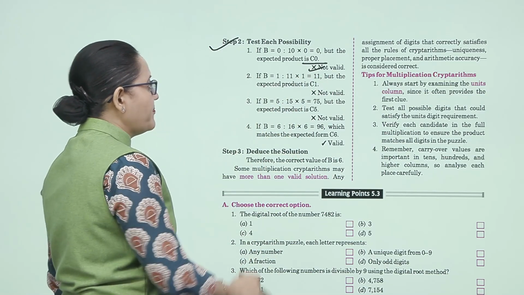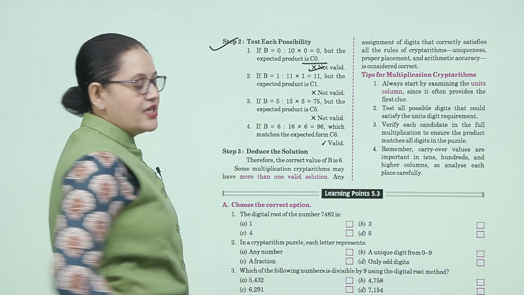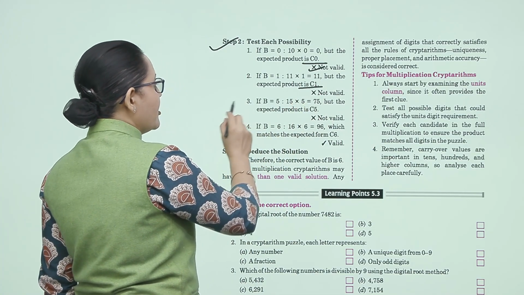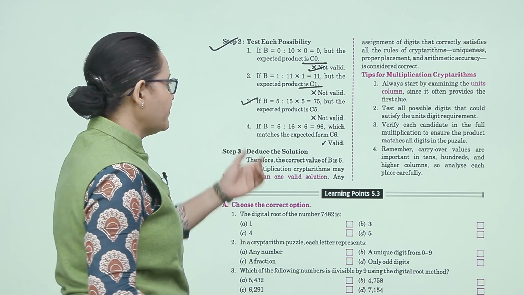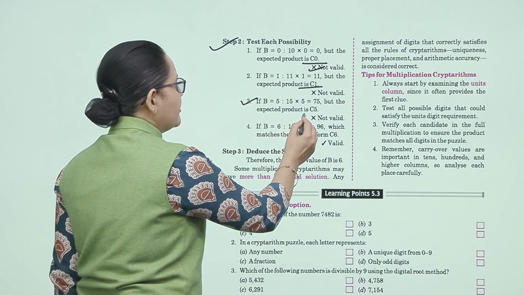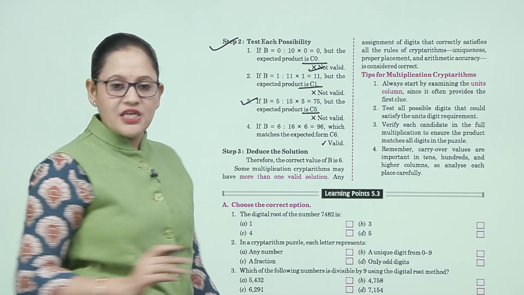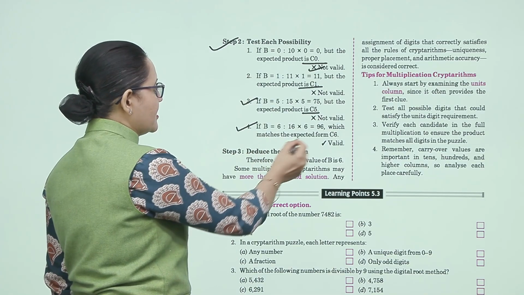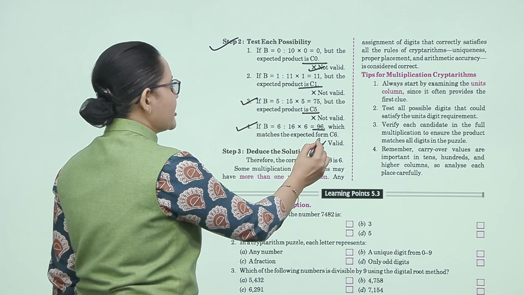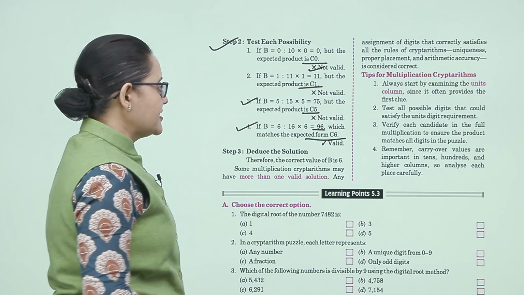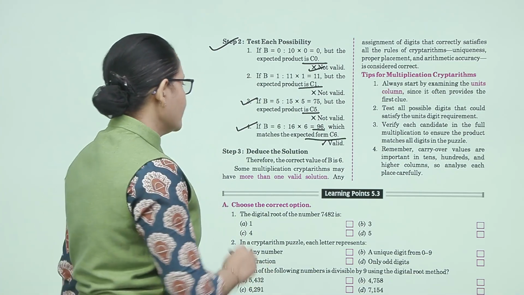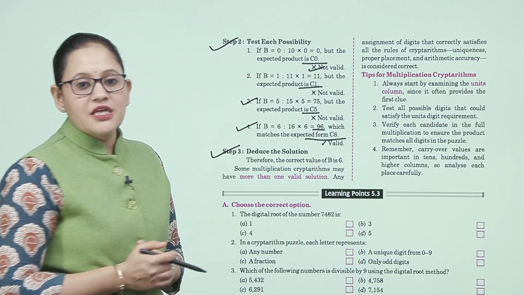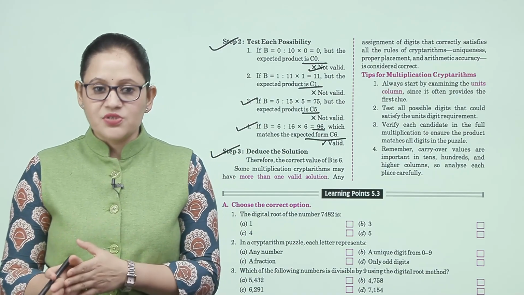If B equals 1, then 11 times 1 is 11. But the expected product is C1, so that is not valid. Now if B equals 5, then 15 times 5 is 75. But the expected product is C5, so that's also not valid. Now if B equals 6, 16 times 6 is 96, which matches the expected product C6. So that is valid. Now deduce the solution. Therefore, the correct value of B equals 6.